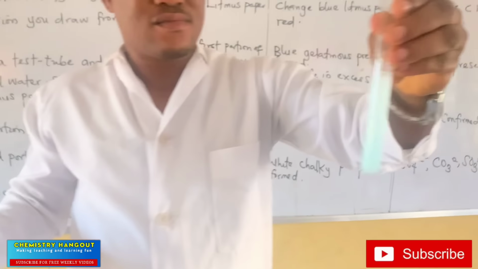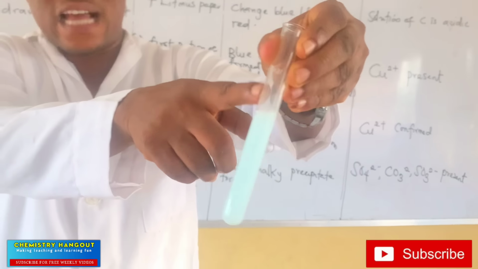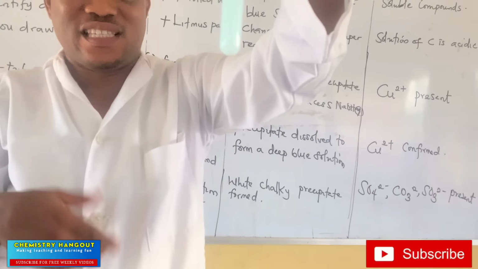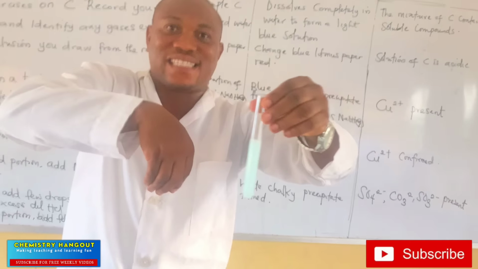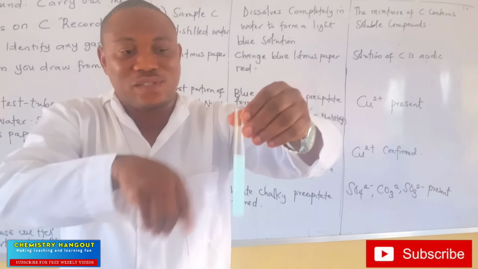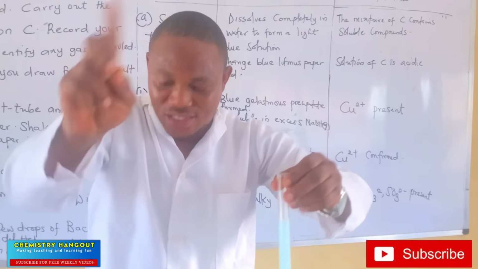Now, if you look at this, the excess dilute HCl did not dissolve the precipitate, because if it had dissolved, you would be seeing a colorless solution. But it's not dissolving. It's still the same white chalky precipitate that is staining the walls of the test tube. Even when I added excess dilute HCl, the precipitate did not dissolve.